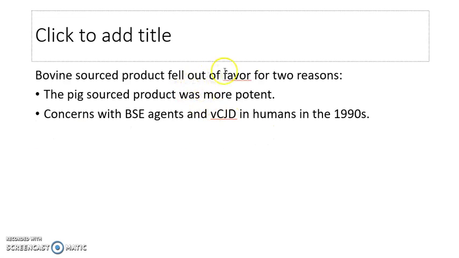So why did they suddenly stop using bovine heparin in the US? Mainly they were concerned with BSE and also Creutzfeldt-Jakob disease, in the 90s. They were afraid that the virus might be infectious to humans from taking the heparin from the cows.